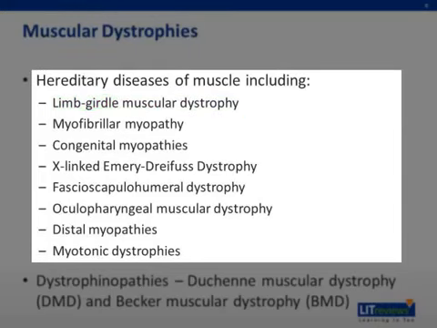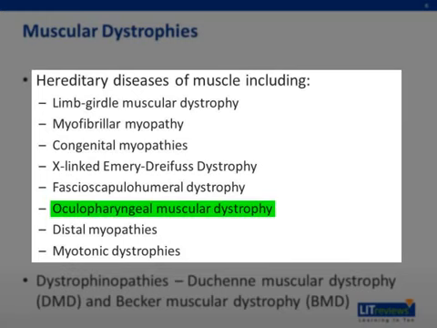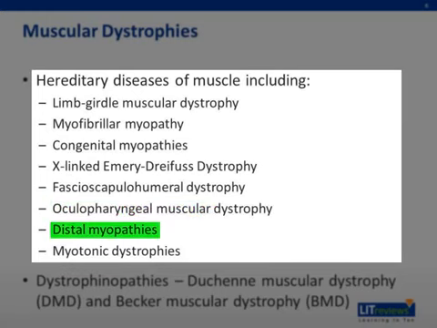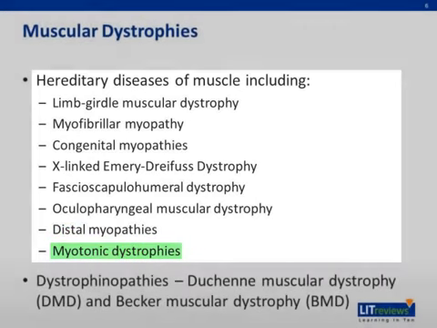Other examples of muscular dystrophies include myofibrillar myopathy, congenital myopathies, X-linked Emery-Dreifuss dystrophy, facioscapulohumeral dystrophy, scapuloperoneal syndromes, oropharyngeal muscular dystrophy, distal myopathies, and myotonic dystrophies.